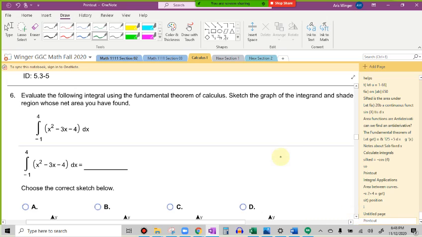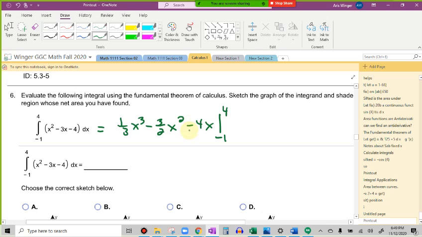Evaluate the following integral using the fundamental theorem of calculus. Sketch the graph of the integrand and shade the region whose net area you found. The antiderivative is 1/3 x to the third minus 3/2 x to the second minus 4x, evaluated from negative 1 to 4. Straight up tedious, family. It's true. Got to do it once though.